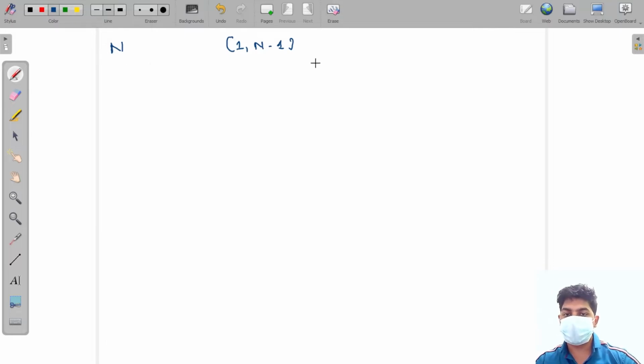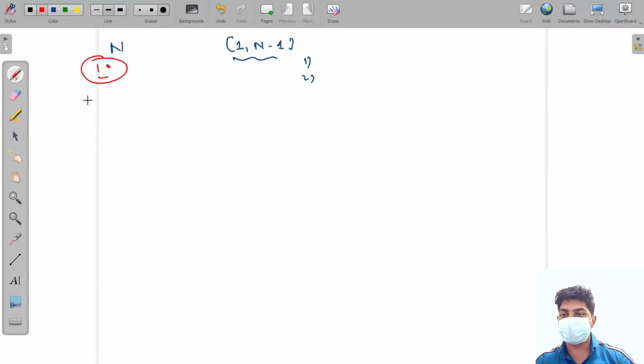Okay, so there are two conditions. In the range 1 to n, all the numbers which are smaller than n and which have the same set bit count as that of n. So what do I mean by it? Let's suppose there is a number, let's take the number 10. So if the number is 10, we have to consider the range 1 to n minus 1, that is from 0 to 9.